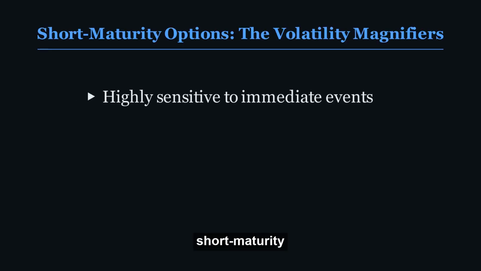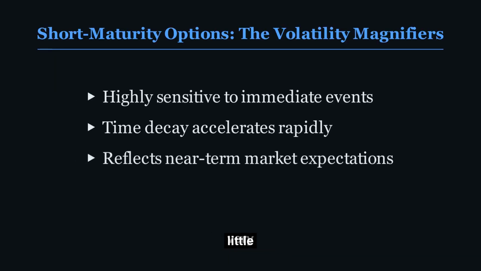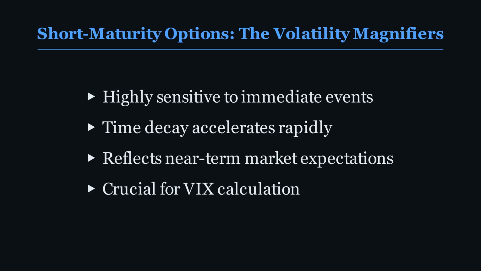Now, let's talk about short maturity options, those contracts with very little time left until expiration. These options are like hypersensitive instruments, magnifying the impact of any immediate market event. Their value decays incredibly fast, and their prices become extremely responsive to even tiny changes in the underlying asset or perceived volatility. This makes them particularly challenging to price accurately, especially when the possibility of a market jump looms. And remember, these short maturity options are the very building blocks from which the VIX index is constructed.